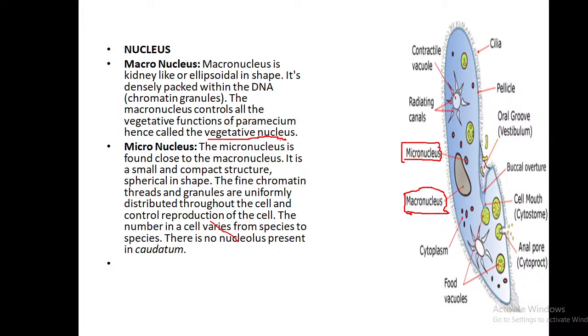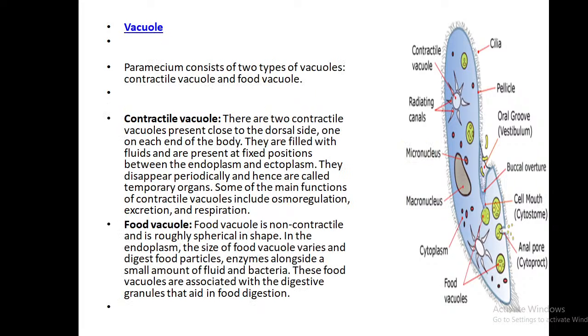Micronucleus controls the reproduction of the organism and it has chromatin inside it. So the micronucleus has a reproductive function. What is the function of the macronucleus? Vegetative function, that is respiration, digestion, contractile vacuole and control. It is the macronucleus. Now, next important feature of the paramecium is they have vacuoles.